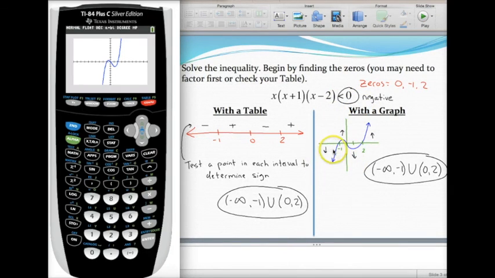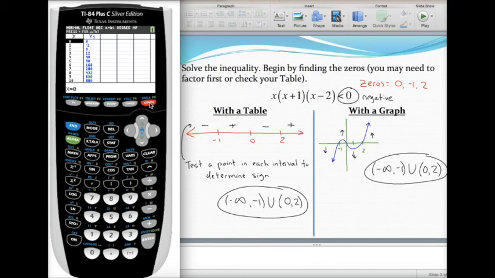So from negative infinity to negative 1 is one of my intervals. Notice I included parentheses because I didn't want to be equal to 0. At negative 1, the graph is 0. So I have parentheses because I don't want to be equal to it. In addition to that, that's what the U is for, union. Between 0 and 2, the graph was also below the x-axis. Okay? So there's a way to use your graph, but there's a way to use your table as well. So let's go ahead and switch over and take a look at the table.